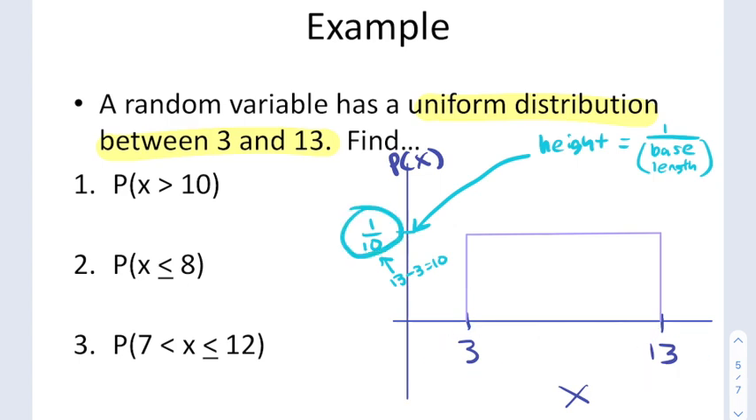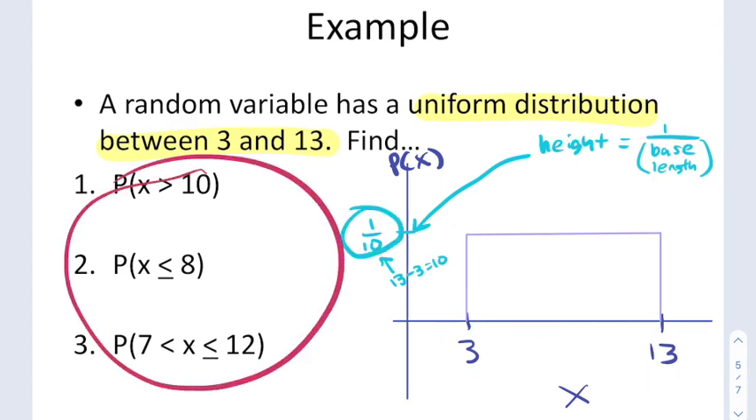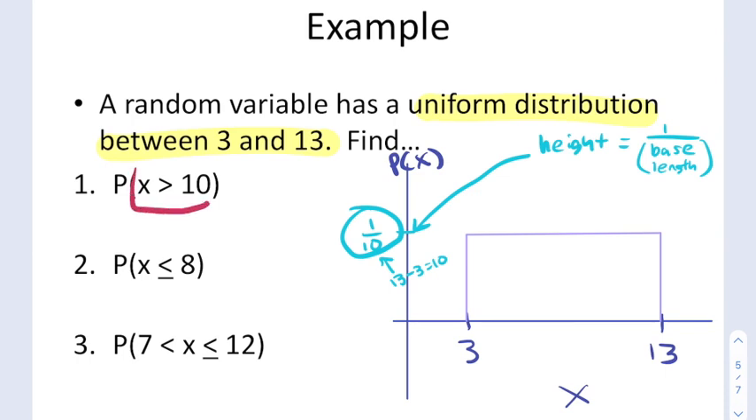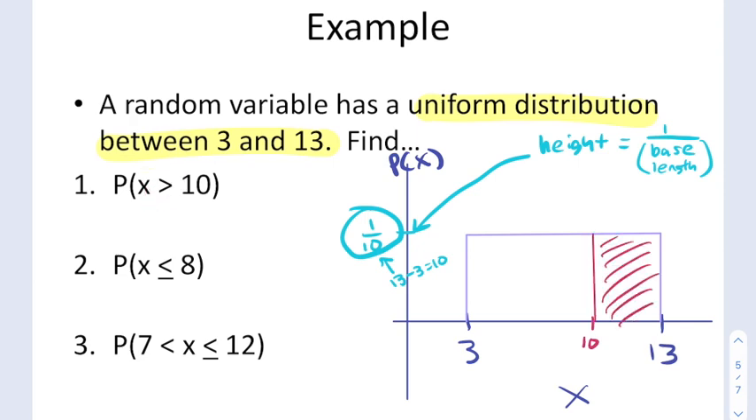Now, to calculate probabilities like we're asked to do over here, we just needed this picture, which we have now. What we're going to do is we're going to draw what x is greater than 10 looks like on the rectangle. Well, we're going to look at approximately 10 on the x-axis, which would be about here. We'll cut the rectangle at this point. And since it says greater, we want to shade to the right. Well, we can only make it to 13 because the distribution only goes that far.